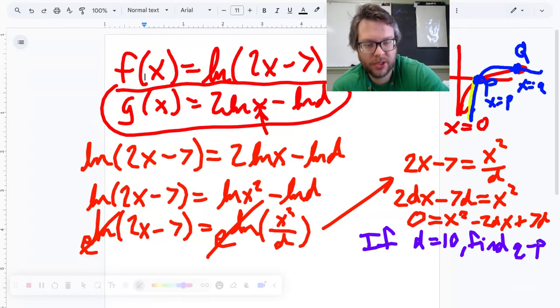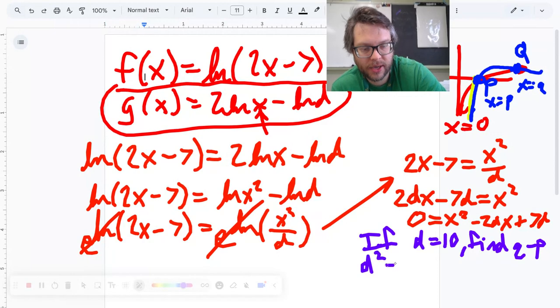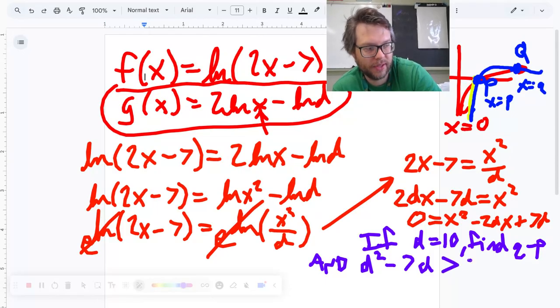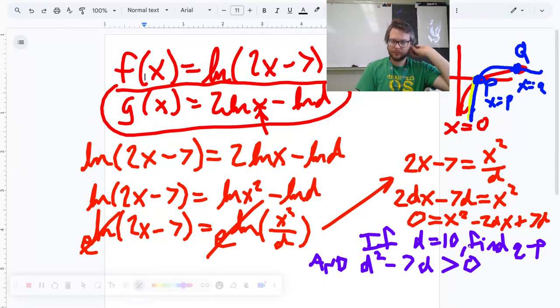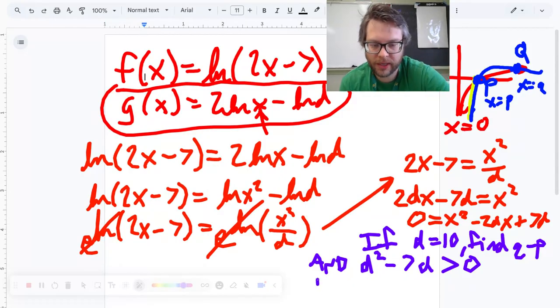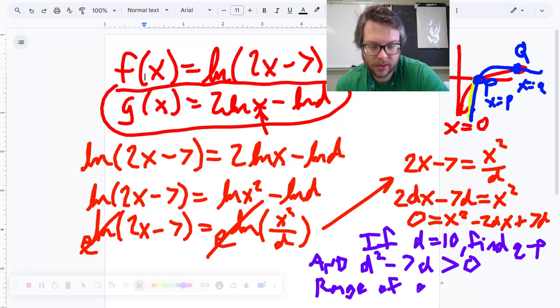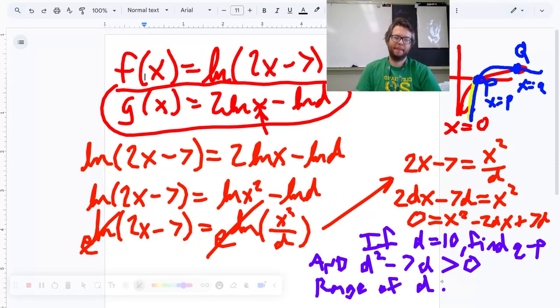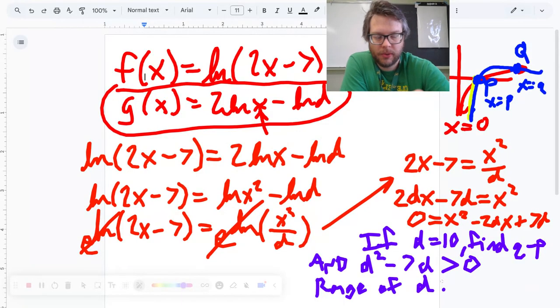And they want us to show that, in general, D squared minus 7D has to be greater than 0, and find the range of D. Okay. So I'll just do the D equals 10 part first. What I'm going to do is clear everything out, and return to this part right here.